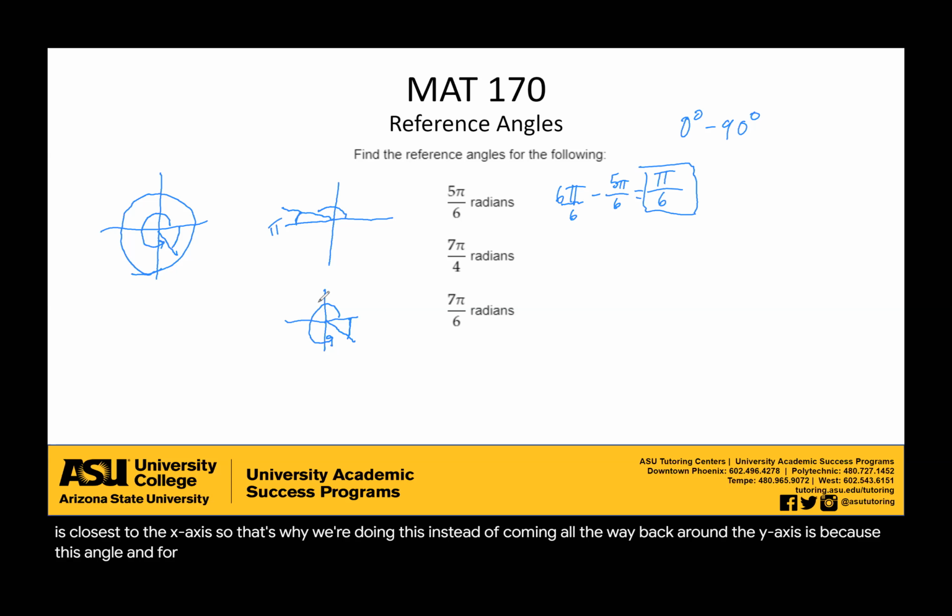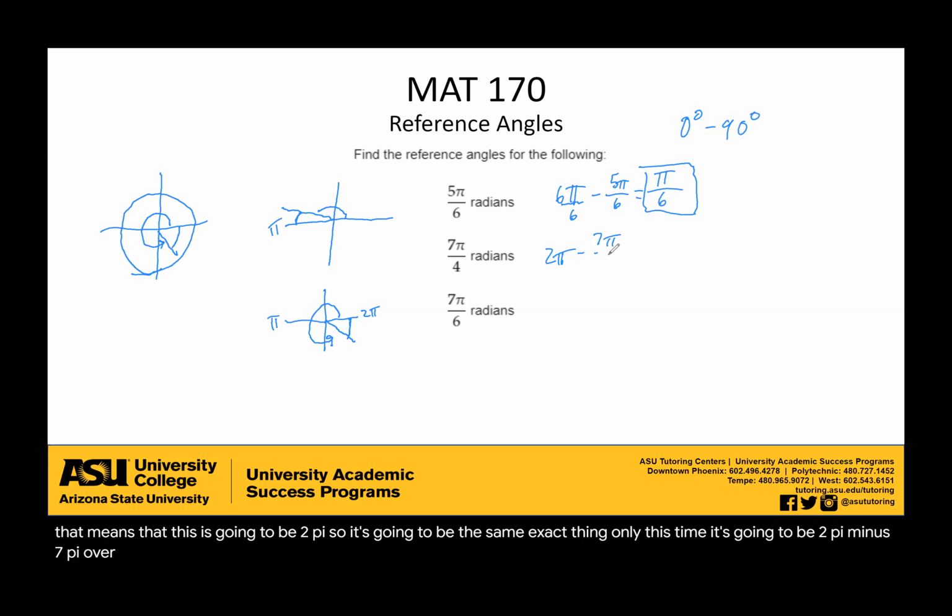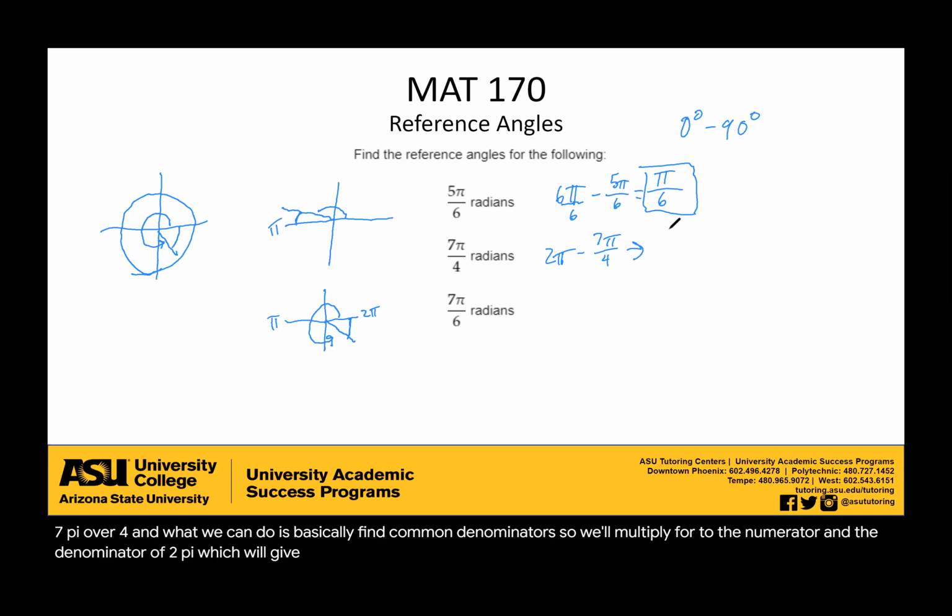For 7 pi over 4, what we know is that over here is pi, which is what we found from the last problem. That means this is going to be 2 pi. So it's the same exact thing, only this time it's 2 pi minus 7 pi over 4. We can find common denominators: we multiply 4 to the numerator and the denominator of 2 pi, which gives us 8 pi over 4 minus 7 pi over 4, which gives us pi over 4 as our answer.